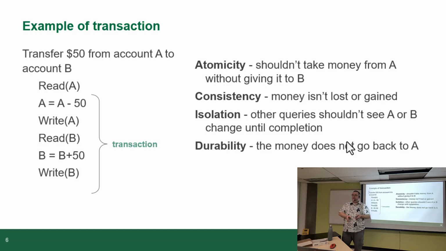So you start the transaction. Account A has $100, account B has $0. By the end, there's $50 in each. We still have $100 total, but now it's split up over a couple of spots, but we never gained or lost money in the process.